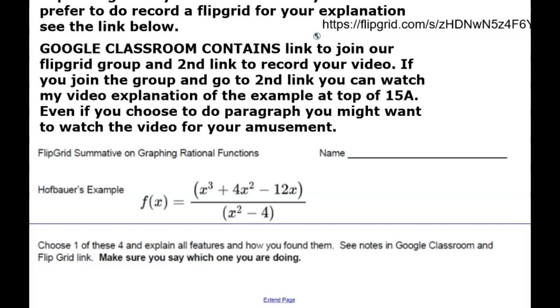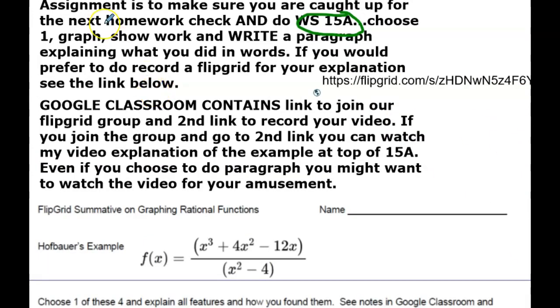You don't have to do a Flipgrid if you don't want. It says up here that you can just write a paragraph, but you need to include all of the things on the peach sheet. Does that make sense? All of the features, how you found them, and then a nice graph where they're labeled. Does that make sense? And I will get you graph paper. I thought I meant to bring some, but I'm not sure I have it. I will make sure we have graph paper here before the end of the hour.